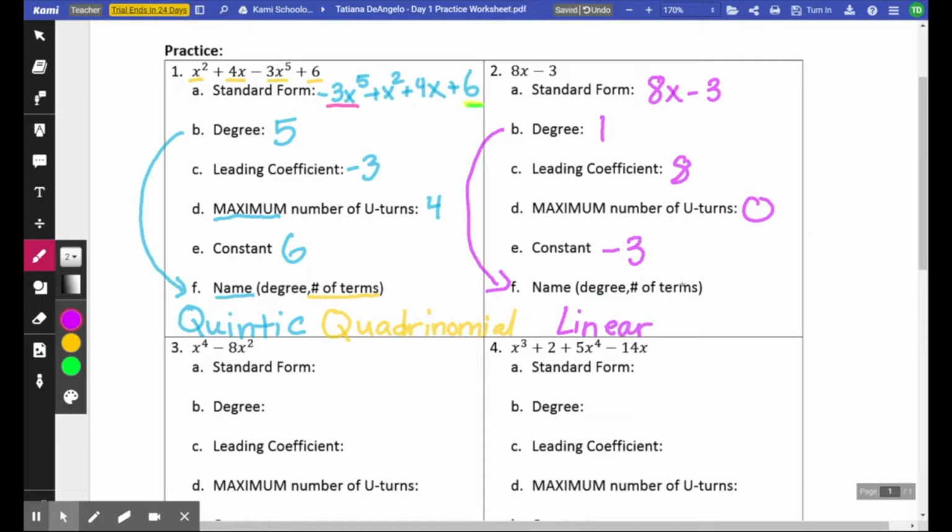And now again, it's asking about the number of terms. Well, I have to count the number of terms. 1, 2. So therefore, it is a binomial. Gonna have to practice writing my i's on here. So that is a linear binomial.